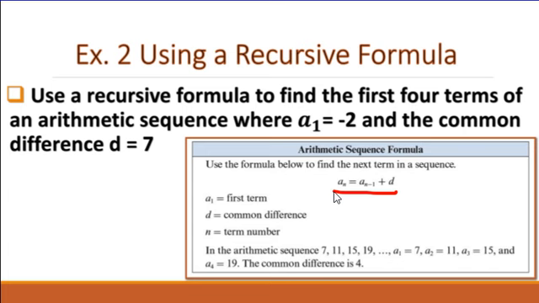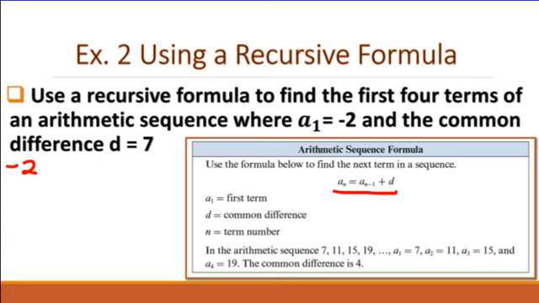And they're always going to give you the first term. And they also have to give you the common difference. If they don't have those two parts, then it'll be very difficult to find out what the sequence would be. So we just need to fill in the numbers there. So the recursive formula, we know that a subscript 1 is negative 2. So our first term is negative 2.